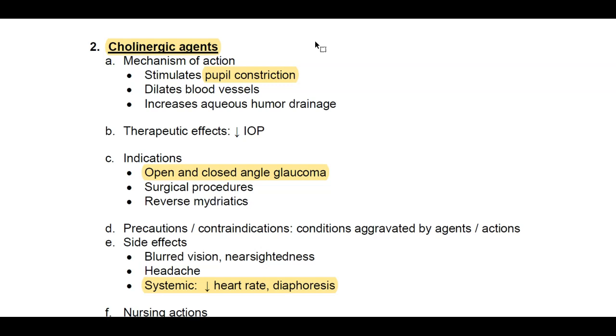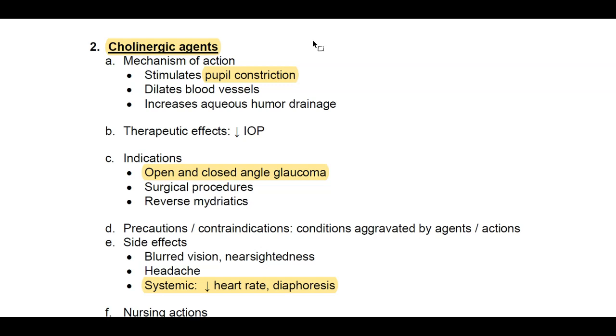All right, the first agents that we are going to talk about that treat glaucoma are your cholinergic agents. This is not necessarily new knowledge to you. Generally speaking, you now know what a cholinergic is and what their side effects are. Cholinergic agents, their mechanism of action, stimulates pupil constriction, right? That's not new. You have learned it not too long ago. Cholinergic agents will stimulate pupil constriction, dilate the blood vessels, and increase the aqueous humor drainage. The therapeutic effect of the drugs that treat glaucoma in general is a decrease in intraocular pressure. So that's the main goal of this treatment.